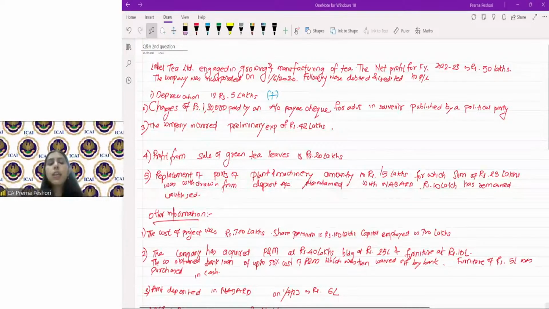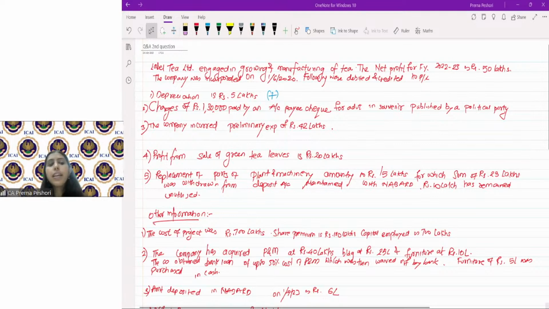Amount paid for the advertisement in the souvenir for that political party. We will add back this particular 1.3 lakh. That's correct. But what would be the second implication? Yes, faster. Anyone? Before I give my answer.